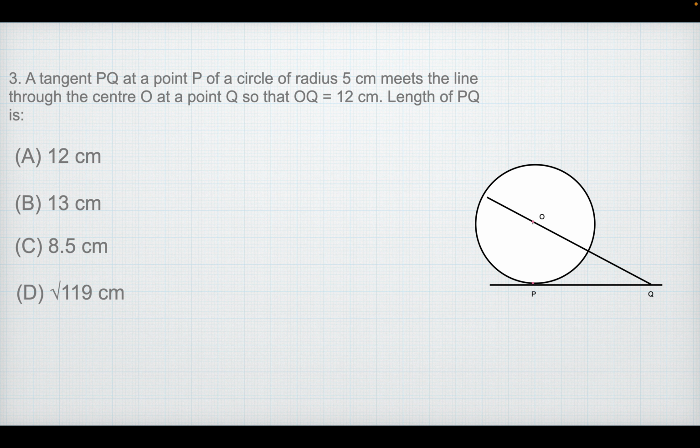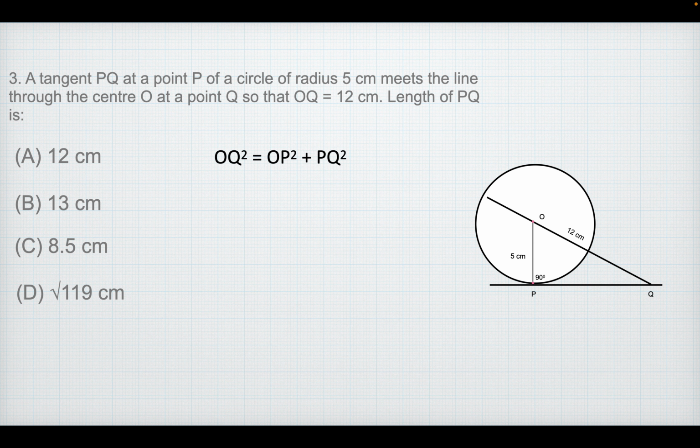Okay, and then I draw a line connecting center O and P, and I know that a line that connects the center of the circle to the point of contact is perpendicular to it, so it's going to be 90 degrees, and the length of OQ is given here, 12 centimeter, and then I know the radius of this circle is 5 centimeter. Here it is, and I can use Pythagoras theorem to calculate the length of PQ.